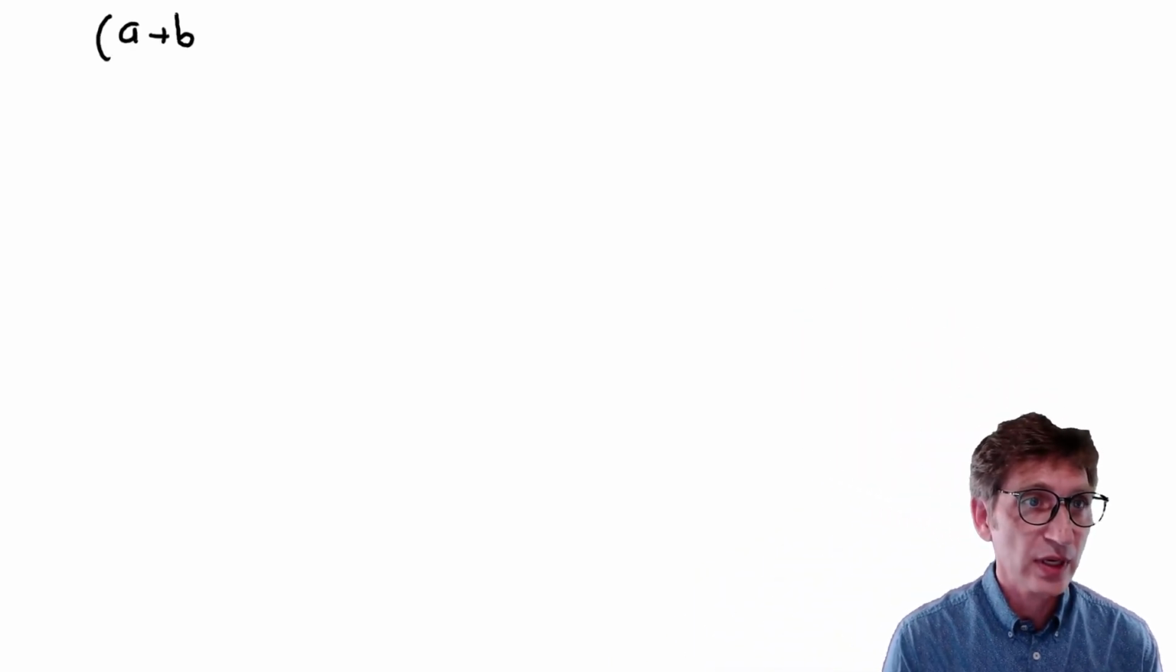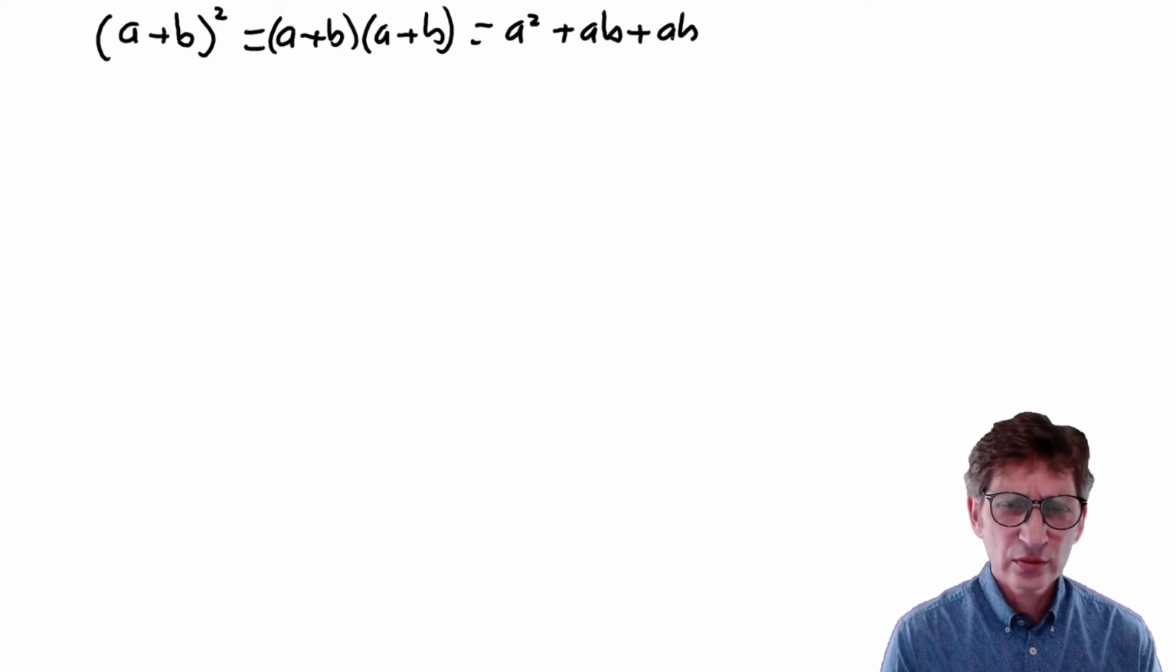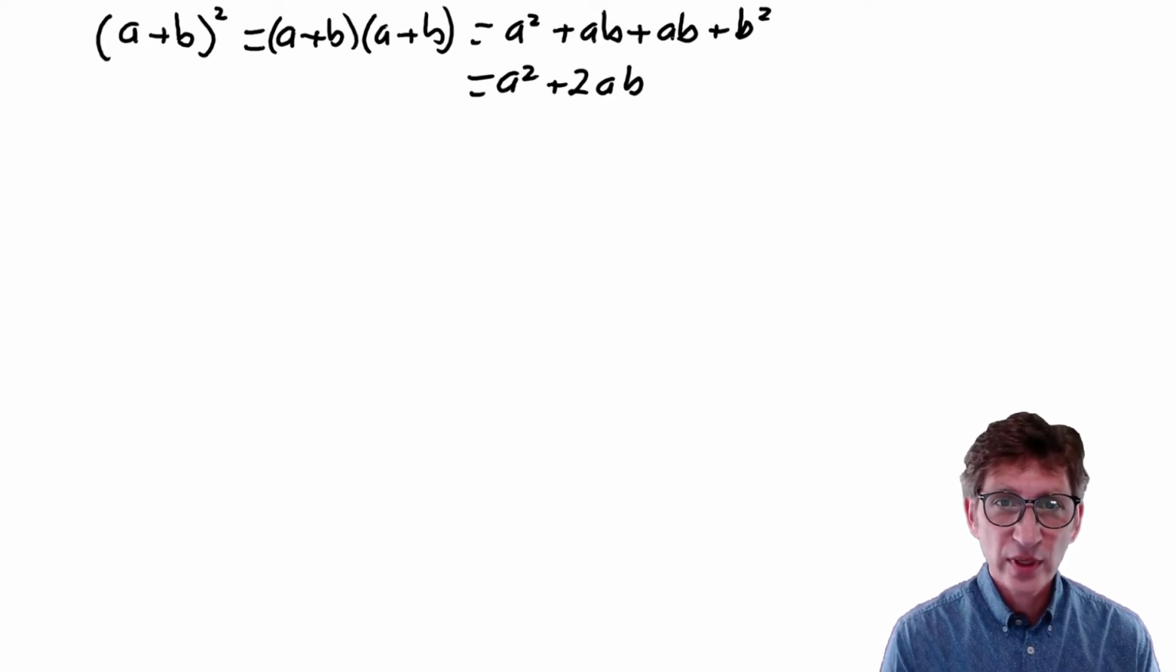I have an idea. Let's just try this without numbers. Let's say we've got a plus b and we square it. Well, a plus b times a plus b is, first, a squared. Outer, a times b, is ab. Inner, b times a, is also a times b. Last term, b times b, is b squared. If we put these together, we get a squared plus 2ab plus b squared.